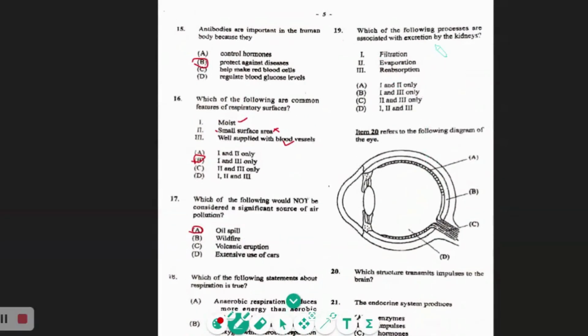19. Which of the following processes are associated with excretion by the kidneys? What happens in the kidneys? We know for sure this is where filtration happens, and we also have the reabsorption of certain materials. For example, the glucose in the first proximal convoluted tubule there, and then we have water and salts in the loop of Henle. We have no evaporation taking place there. So the answer is 1 and 3, which is B.